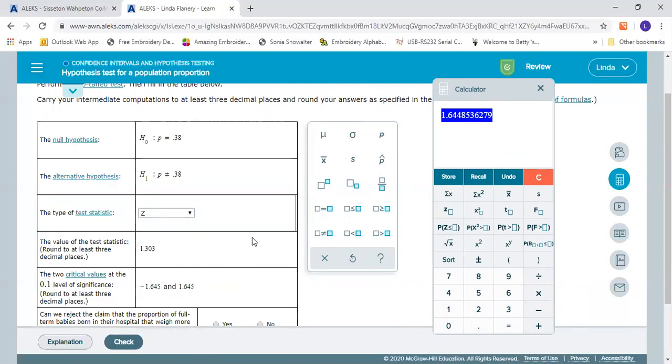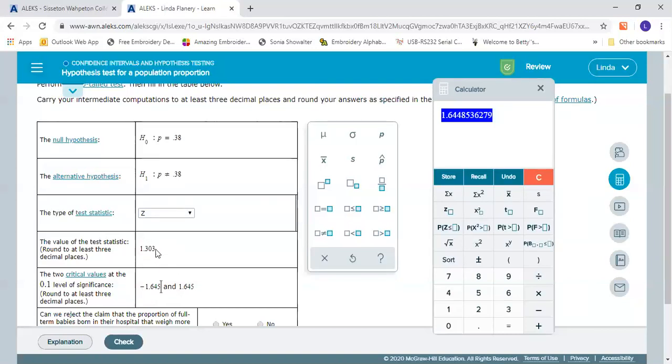So if I would draw my curve, my two lines would be at negative 1.645 and positive 1.645. My null is if it falls between those two values. My alternative hypothesis would be the two ends. Is it less than this value or greater than this value? So is it less than negative 1.645 or greater than positive 1.645?